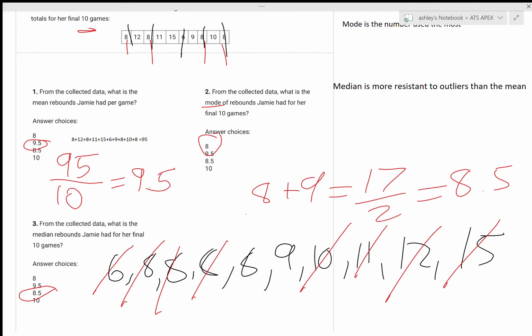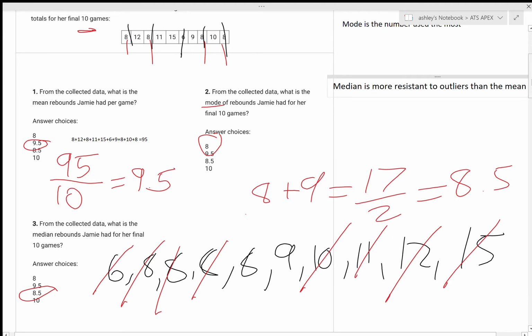Now the reason the median is more resistant to outliers than the mean is because, let's say Jamie got 0 rebounds one game. That's really going to affect her average. It's like if you get a 0 on a quiz. Well, it really hurts you very quickly because quizzes are done by averages. Whereas in a median world, you would just get rid of that 0 as the first thing and it wouldn't really affect the overall data.